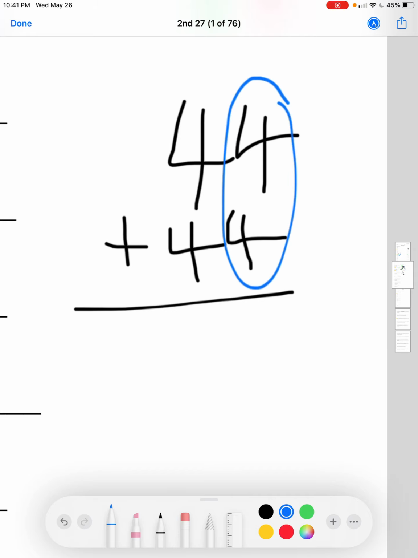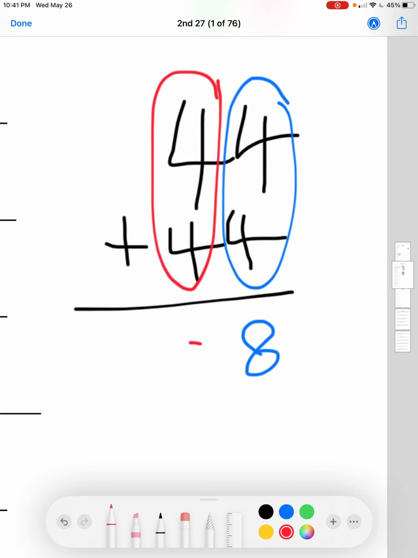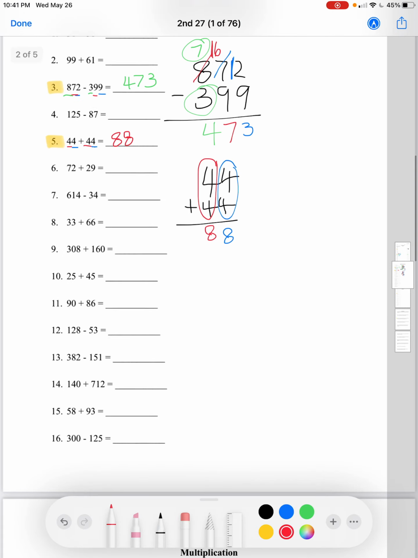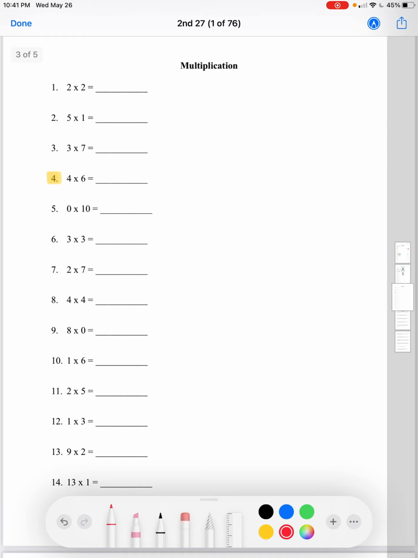So yeah, we lined up our numbers so we can start adding. 4 plus 4 is just 8. The tens place, 4 plus 4 again is also 8. So the answer to 44 plus 44 equals 88. Now that's how you solve this page. Let's go over to multiplication. Let's just do one question, number 4.